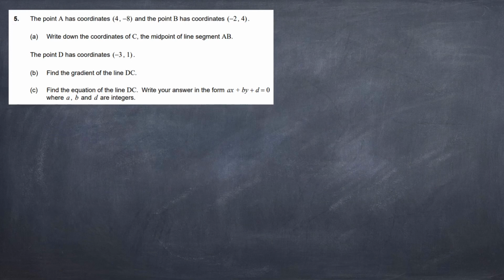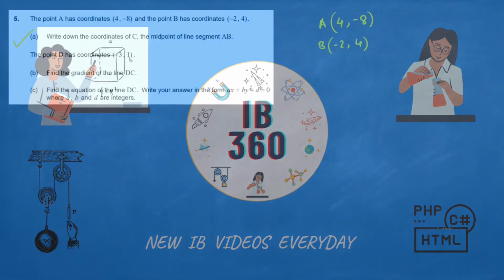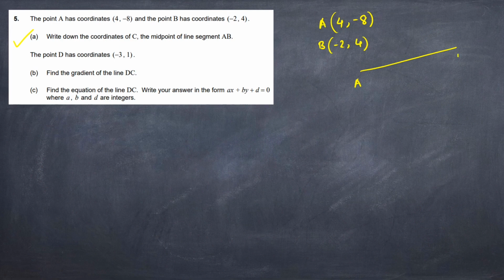The fifth question is: the point A has coordinates 4, comma minus 8 and B has coordinates minus 2, comma 4. The first question is, write down the coordinates of C, the midpoint of line segment AB. Say we have the line AB, where A is 4, comma minus 8 and the coordinates of B are minus 2, comma 4.